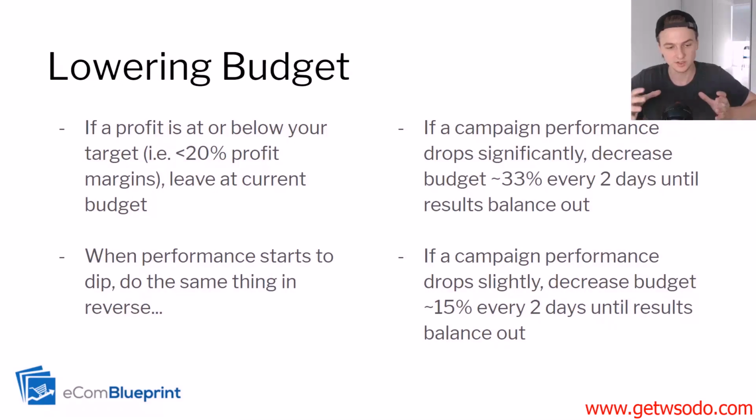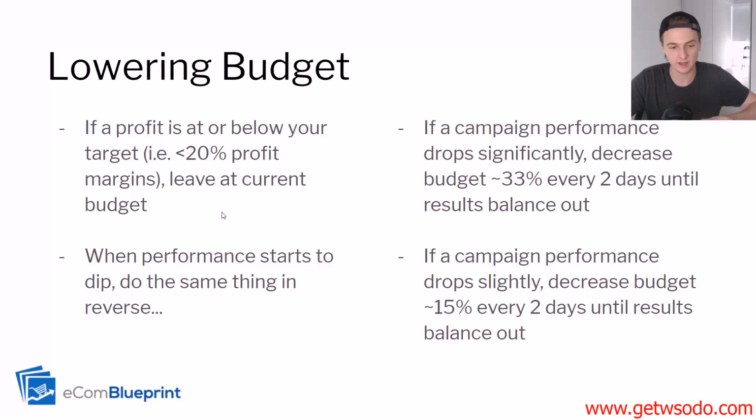Now, what about when it starts doing bad, right? If profit is at or below your target, just leave it at the current budget. If you're below like 20% profit, don't try to scale it, just let it be. And then when the performance actually starts to dip, so if you're starting to lose money, right? If the campaign performance drops significantly, then you want to drop the budget 33% every 2 days until the results balance out. Now, this is just an estimate, right?